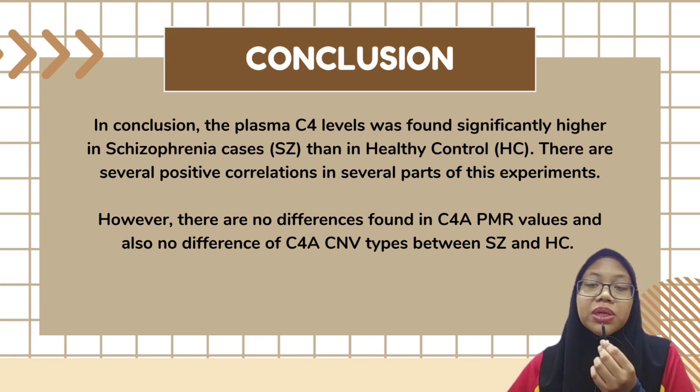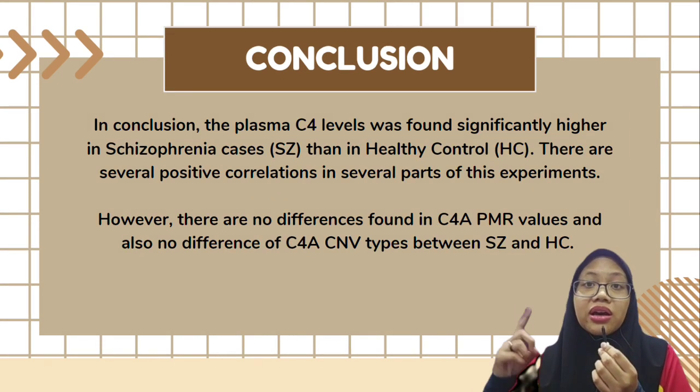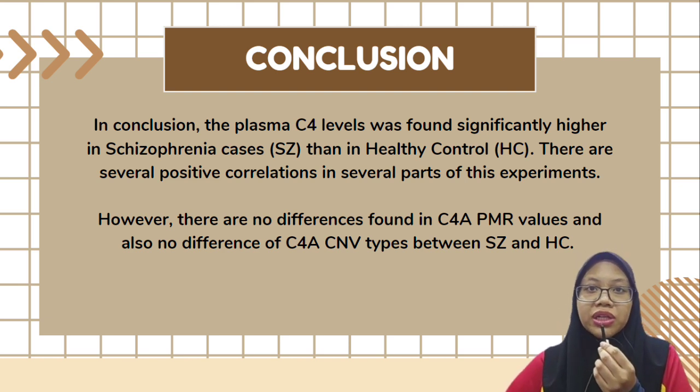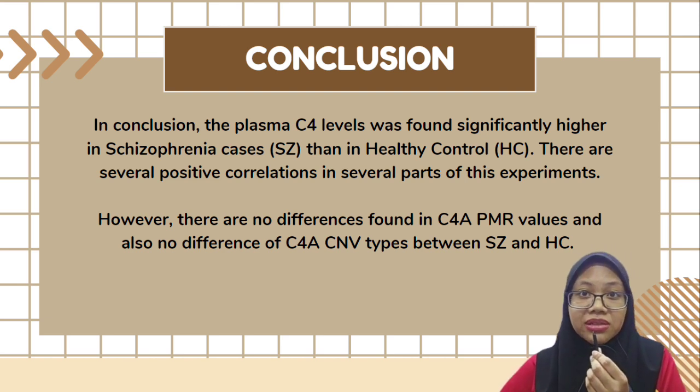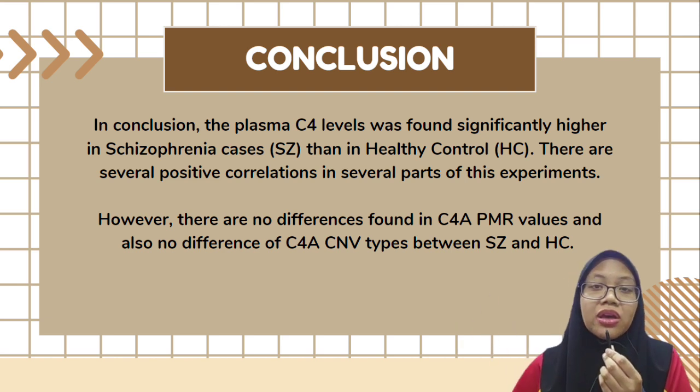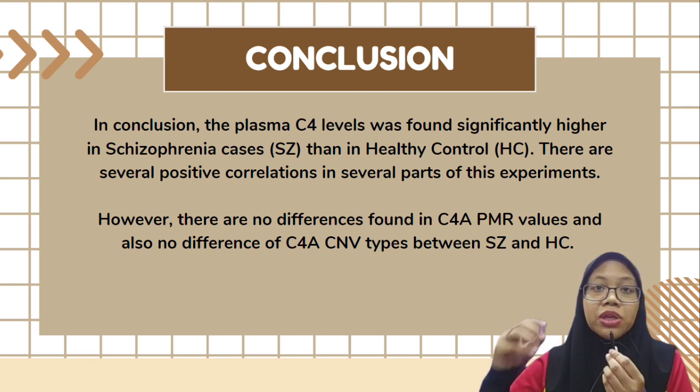In conclusion, the plasma C4 levels were found significantly higher in schizophrenia cases than in healthy controls. There are several positive correlations in several parts of the experiments that my friend has explained earlier. However, there are no differences found in C4A PMR values and no differences of C4A CNV types between these two.